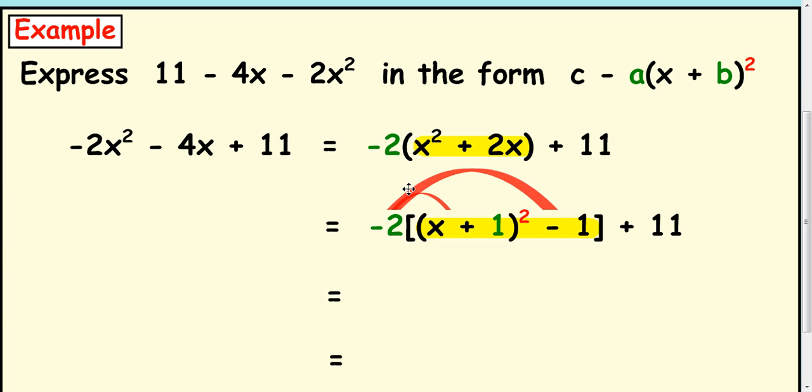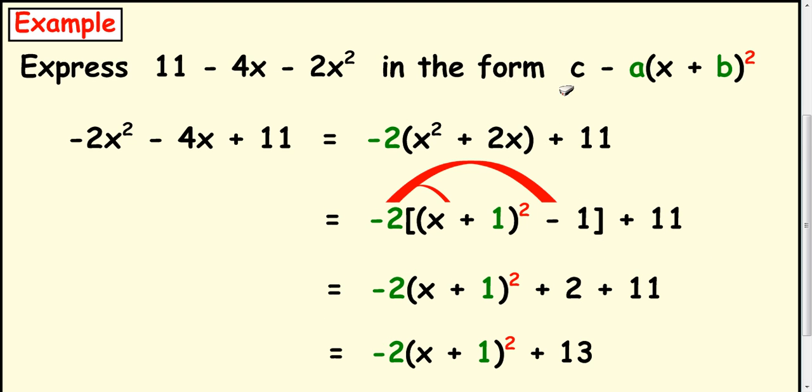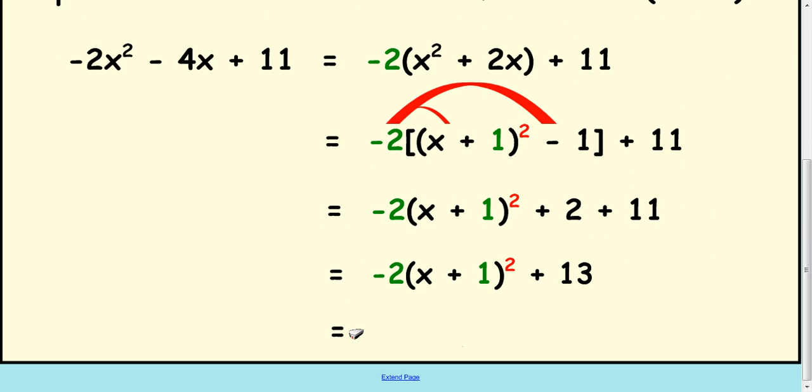Okay, multiply it through. So negative 2 times the first bit and negative 2 times the second bit. That's going to give negative 2(x plus 1) squared plus 2. Just watch, negative 2 times negative 1 is a plus 2. Then add your 11 at the end. Sort that out to get plus 13. Then rearrange it to this form here. 13 subtract 2(x plus 1) squared.